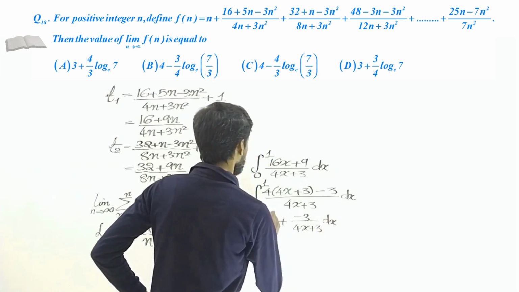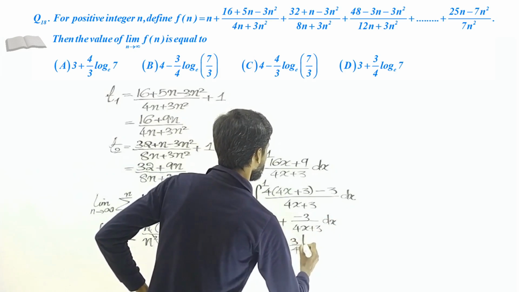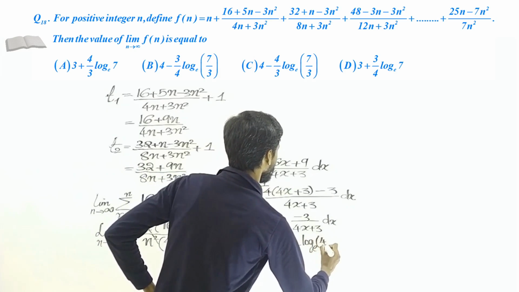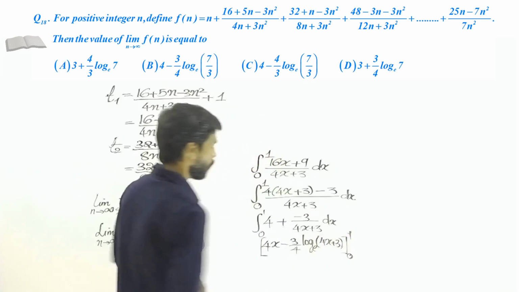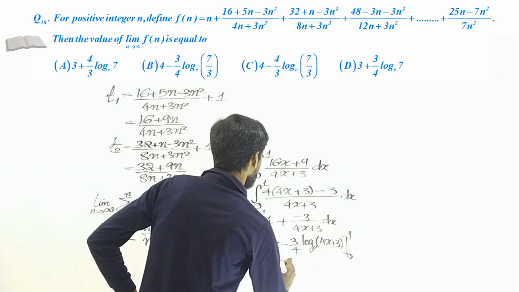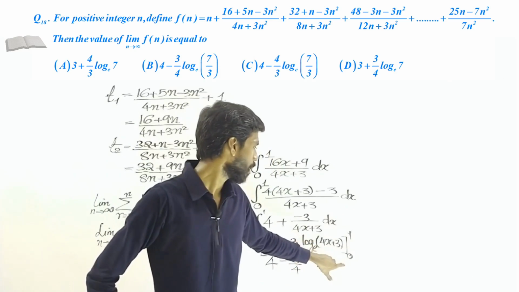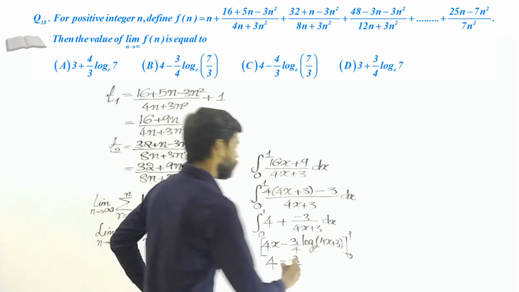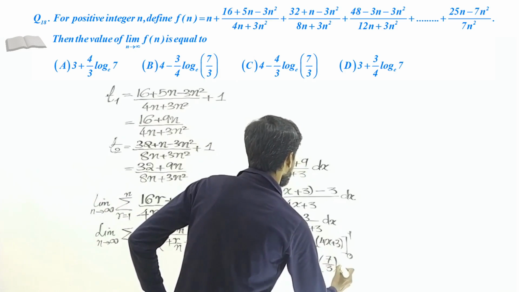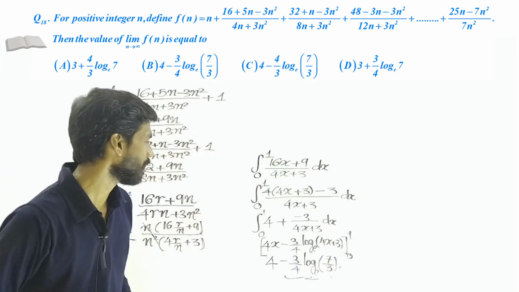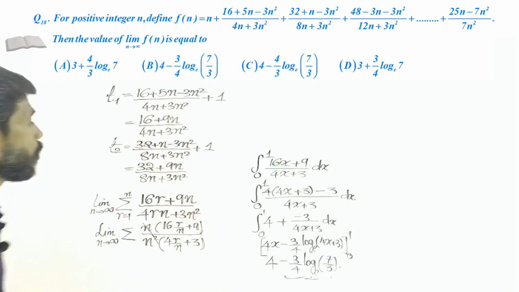So now we can do the integration here. So this is 4x and this is minus 3 by 4 log of 4x plus 3. Now the limit is from 0 to 1. Now if you substitute the limit 1, we get 4 minus 3 by 4 times log of 7, and with the lower limit, log of 3. So log of 7 minus log of 3 can be written as log of 7 by 3. So that's all. So that is our required answer, right? So the value of this integration is the value of the limit of the sum, right? So this is the answer, 4 minus 3 by 4 log 7 by 3.